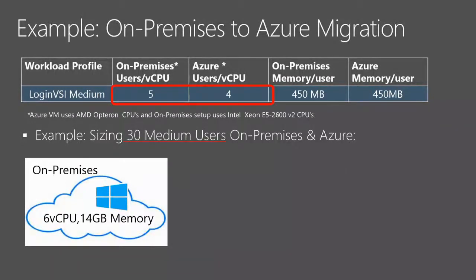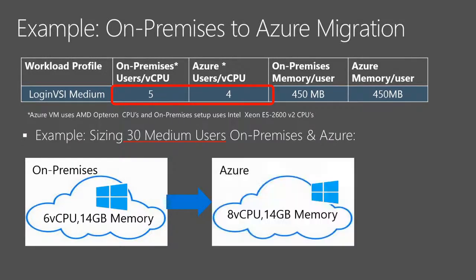So in this case, I've got those same 30 medium users. I want to move them into Azure. I'm now going to need 8 vCPUs and 14 gig, right? And so then, for example, I could have 1 A4, or I could have 4 A2s, right? Doesn't matter in that case.